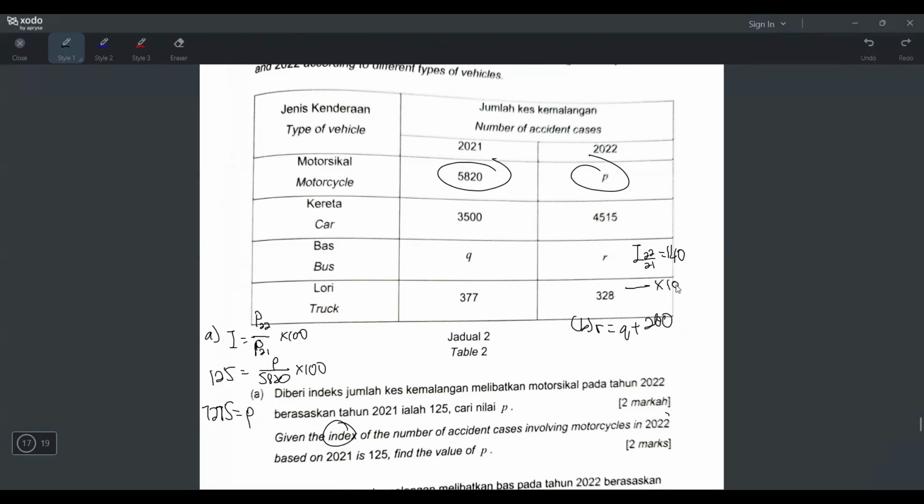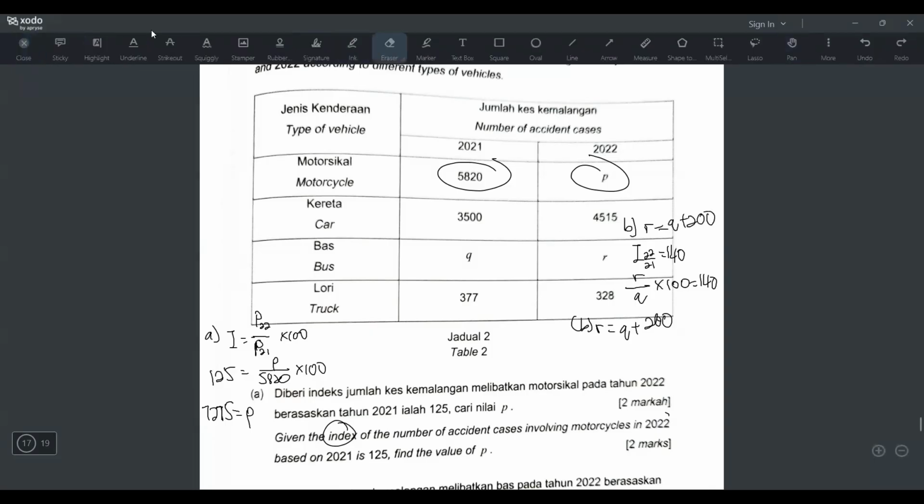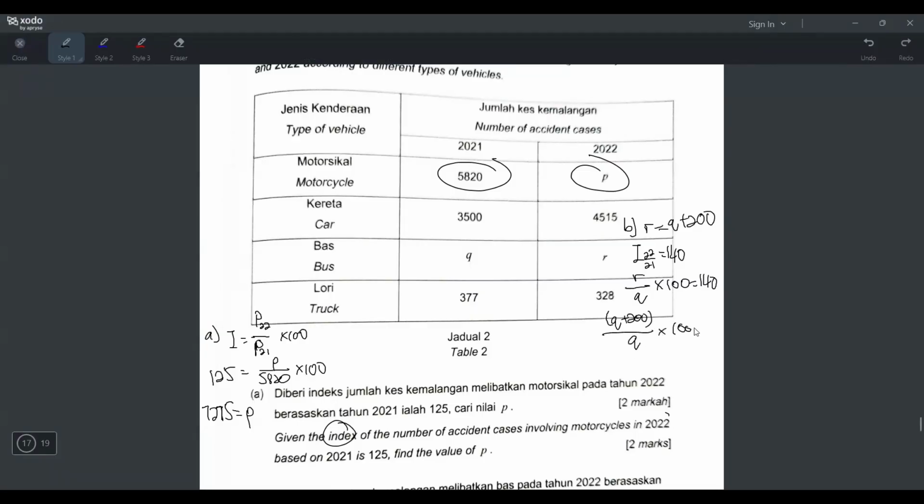P1 over P0 times 100 equals 140. And then the top one goes to R, because that's the number in 2022, and this one goes to Q. And then we will do simultaneous equations later. Since R is Q plus 200, I can erase this and continue by substituting R with Q plus 200 inside like this, over Q times 100. Okay, no need to move things straight away, just do it fast.